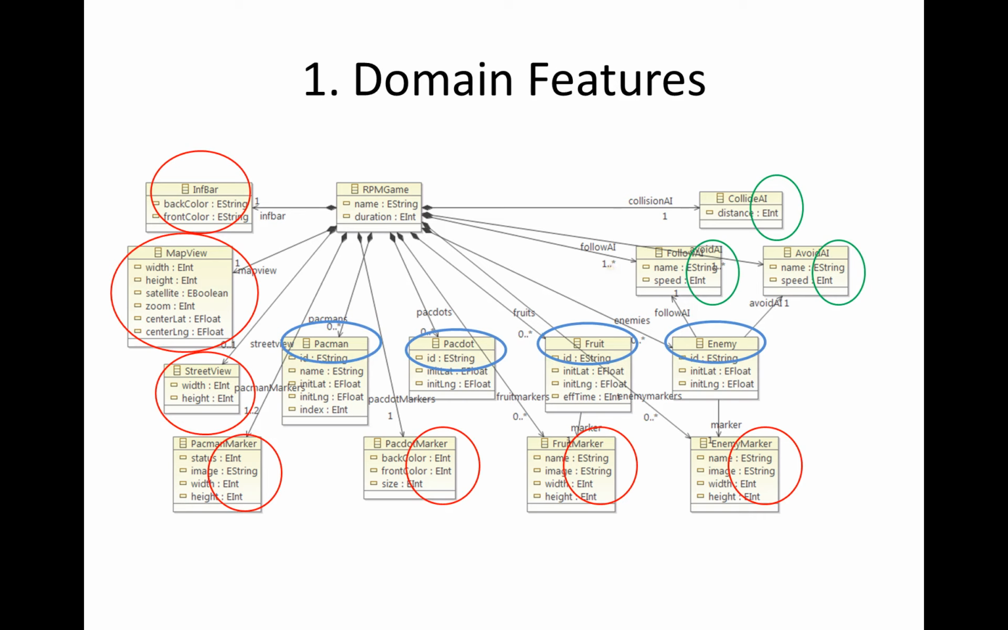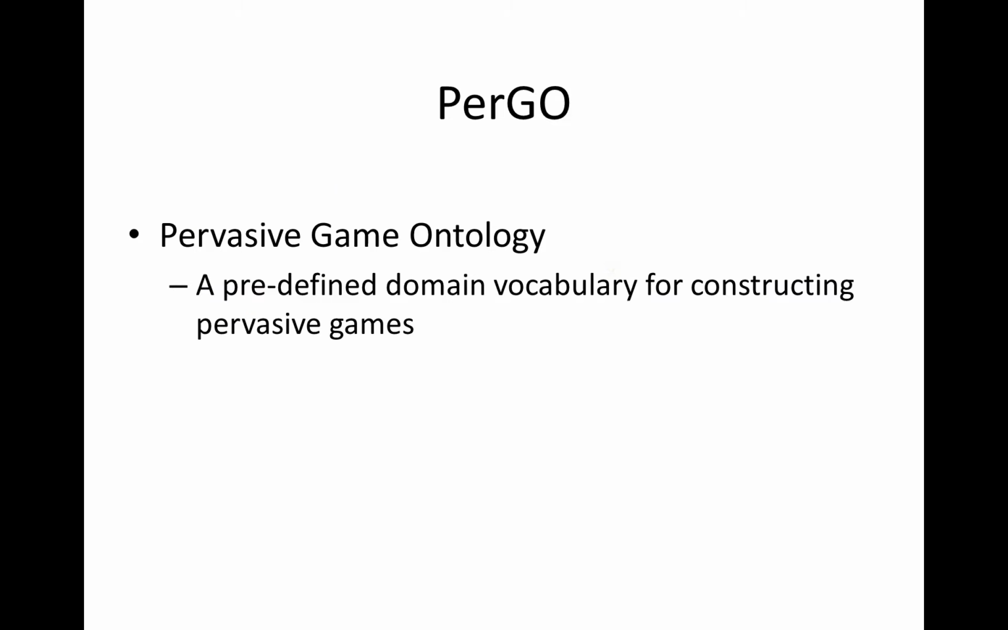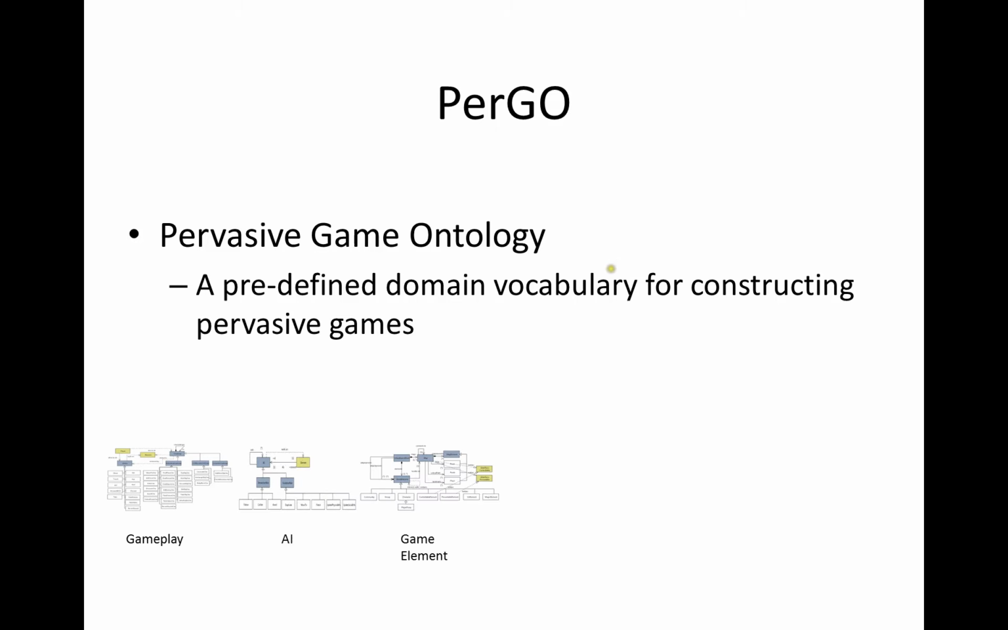Creating such a domain model from scratch may not be easy, but it may be easier if you have some candidates and templates to use. Pergo is a vocabulary which contains more than 100 such candidate concepts for all pervasive games. These concepts are organized in perspectives so that you can easily go through and find proper candidates. The perspectives include gameplay, AI, game elements, control, and presentation.